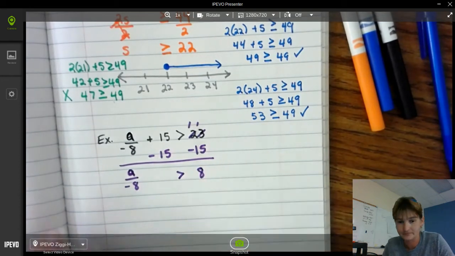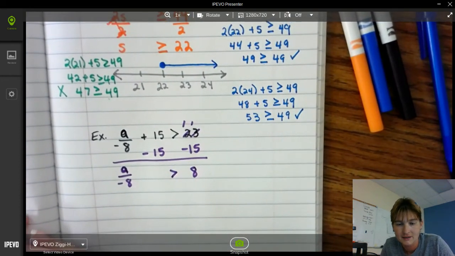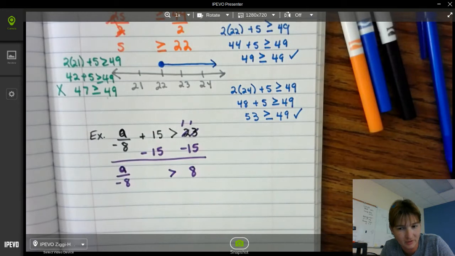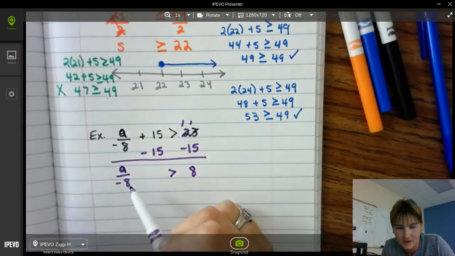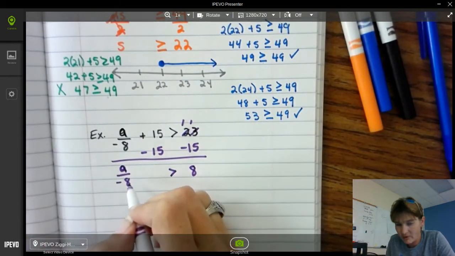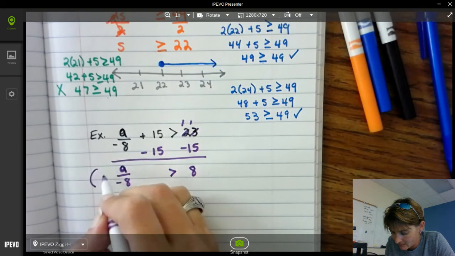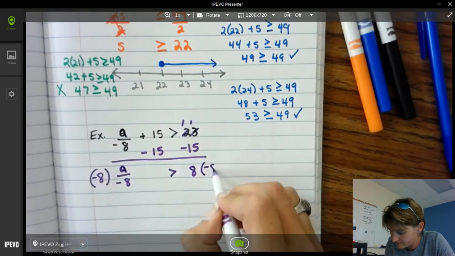is 8. Okay? Now, I'm going to throw something else at you. We have a division here. So the opposite of division is multiplication. We need to multiply by -8 on both sides.